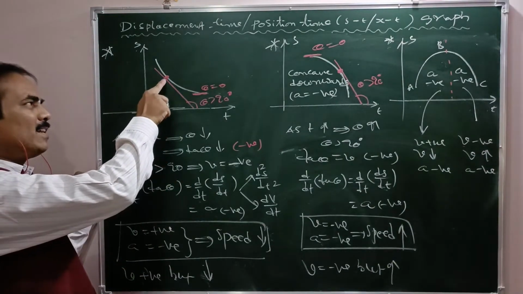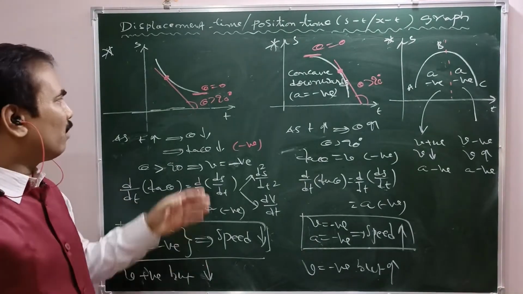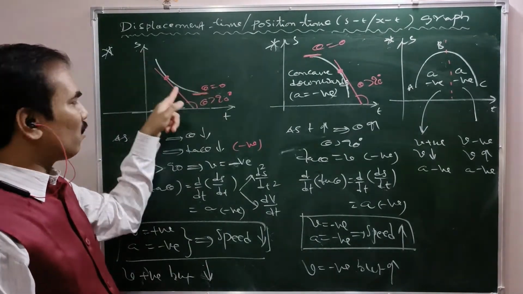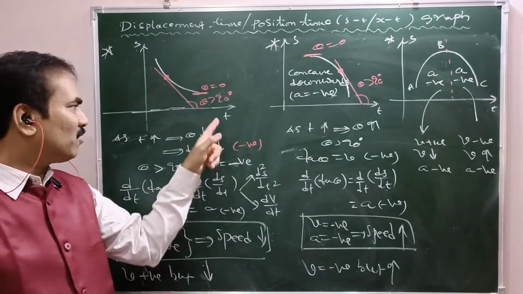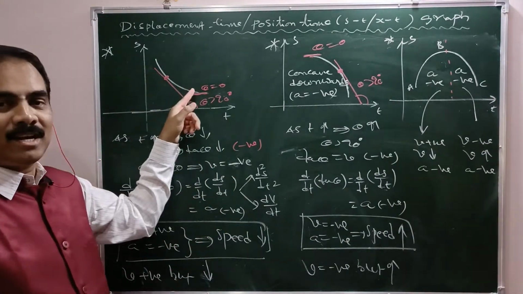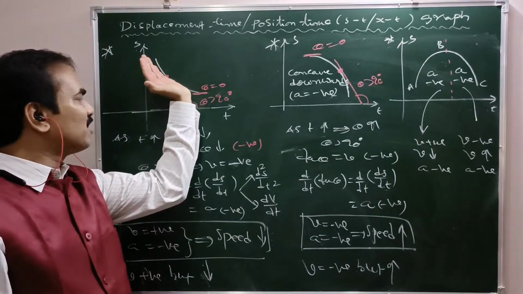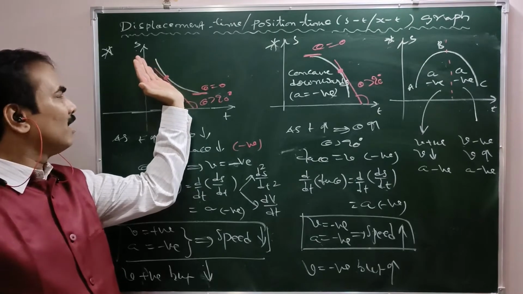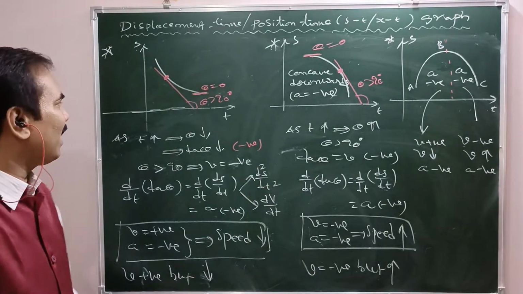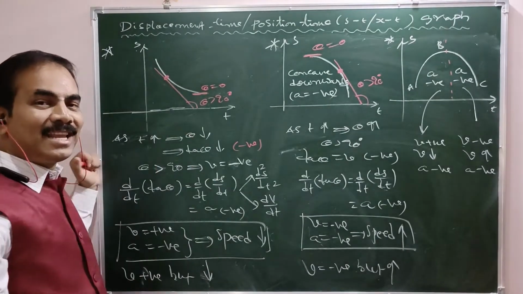Is the slope constant or variable here? See, slope changes. Why? Because it's not a straight line, it is a curve. In the case of a curve, slope changes with respect to time, at a constant rate. Why? Because it's symmetrical in shape. So slope changes linearly with time. Slope means velocity, so velocity changes linearly with time.